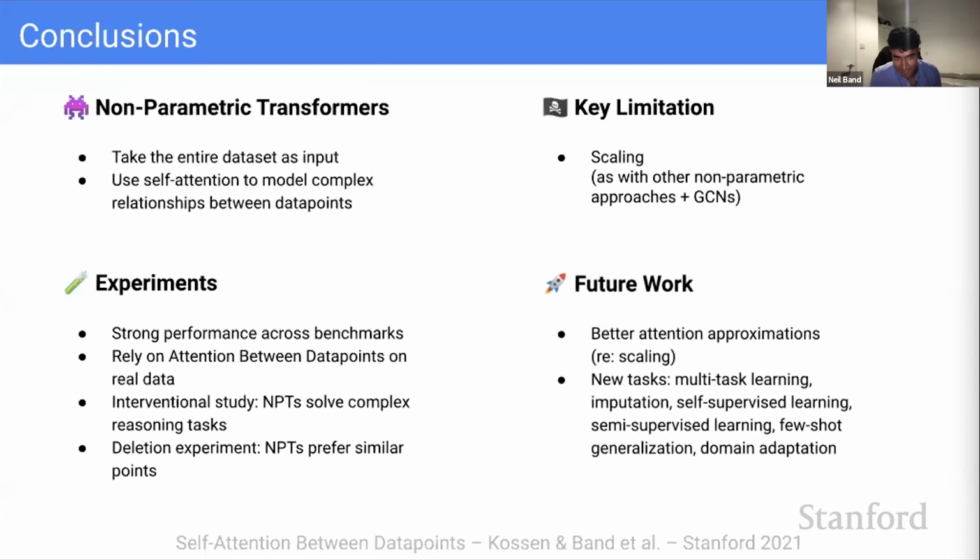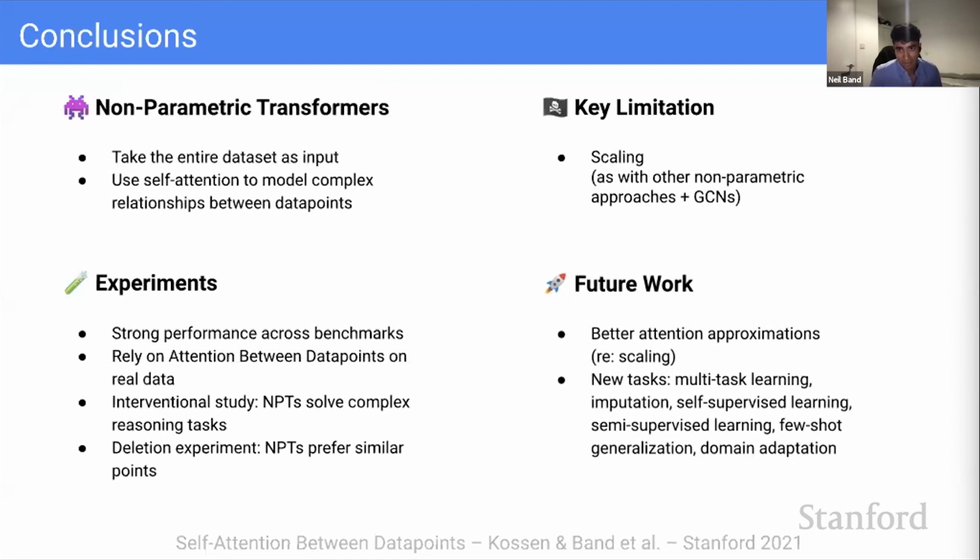NPTs take the entire data set as input, and they use self-attention to model complex relationships between data points. They do well in experiments on tabular data, as well as image data. We present some of these interventional experiments to show that they can solve complex reasoning tasks. There are some more experiments in the paper.